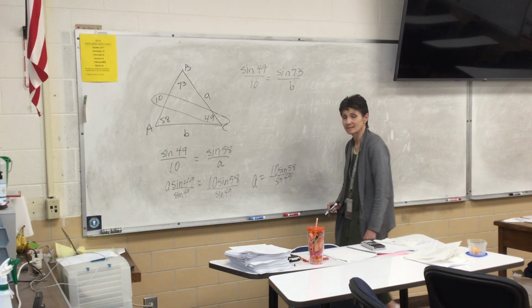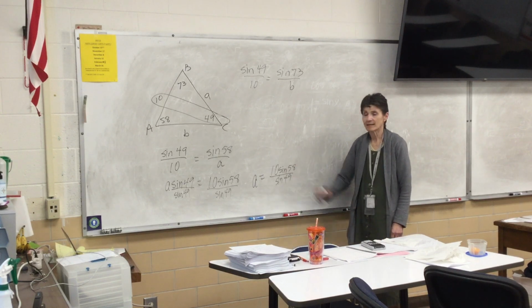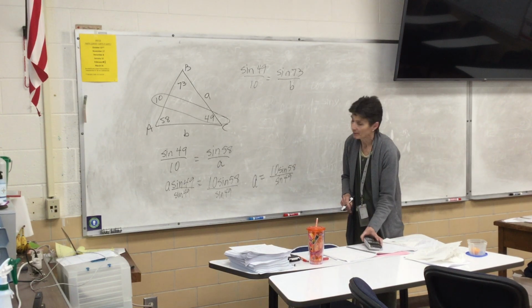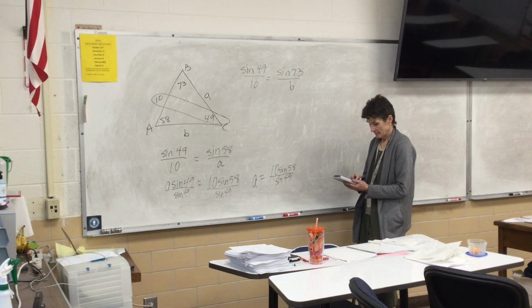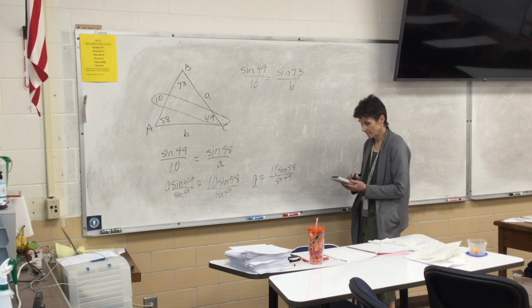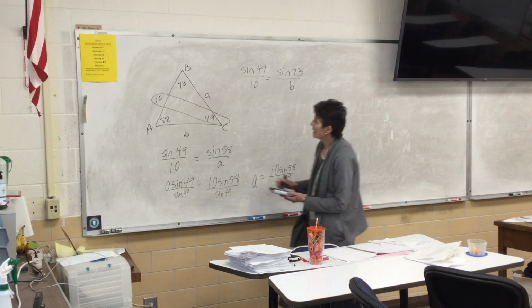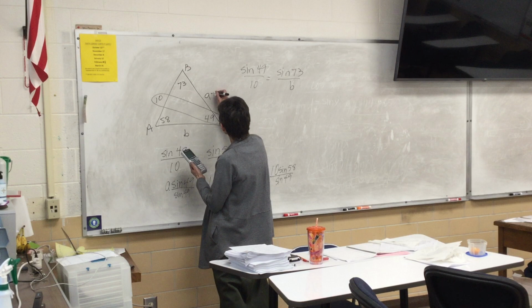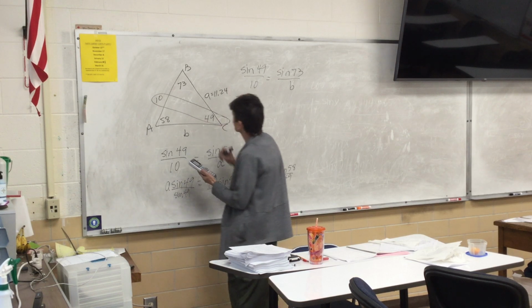Straight type it in, you guys. That's A. That isn't sine A, that's A. So just type it in. 10 sine 58 divided by sine 49. That's side A, so side A is 11.24.